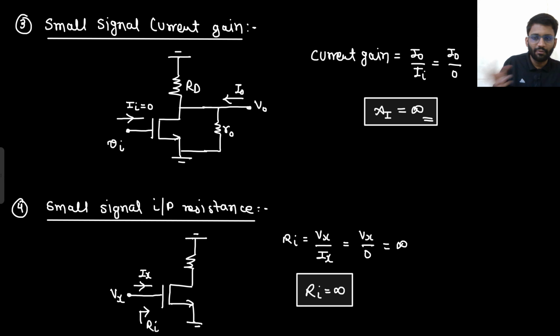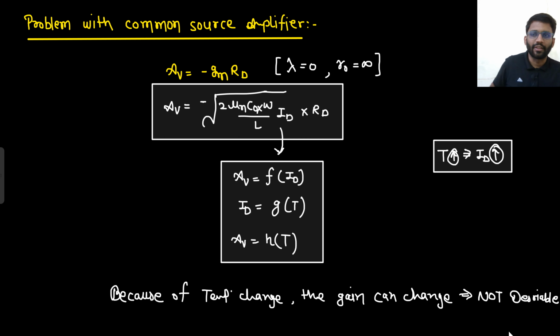What was the current gain? Infinity. What was the input resistance? That was infinity. What was the problem? It was depending on gm. gm was directly depending on ID. ID was a function of temperature. So if temperature changes, ID will change. The gain will change. And this is not desirable.